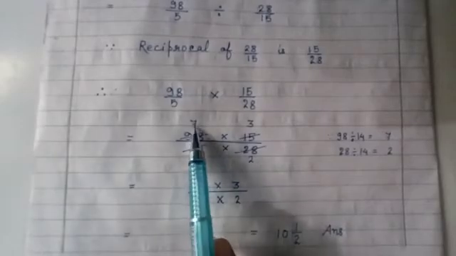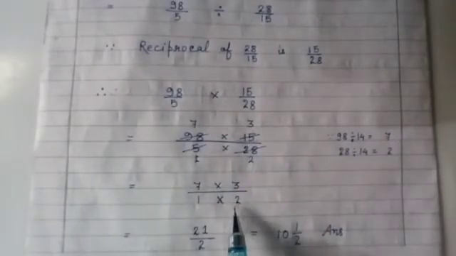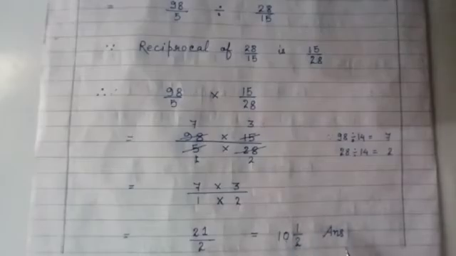Here what we are getting, 7 into 3 upon 1 into 2. Finally, it is 7 3 ja 21 upon 2. It is improper, so we have to give the answer in mixed number, and the mixed number is 10 whole 1 upon 2. This is the final product and the answer.